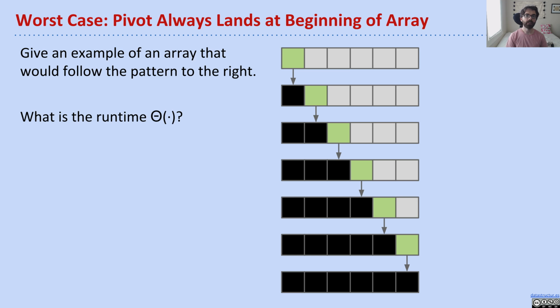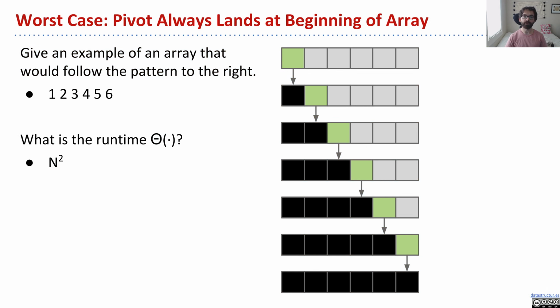How about the worst case? Well, the worst case, and again, I'm just claiming this, is that the pivot always lands at the beginning of the array. First, I want you to give me an array that actually shows this pattern, where the pivot always ends up in the same location. And second, tell me what the runtime is.